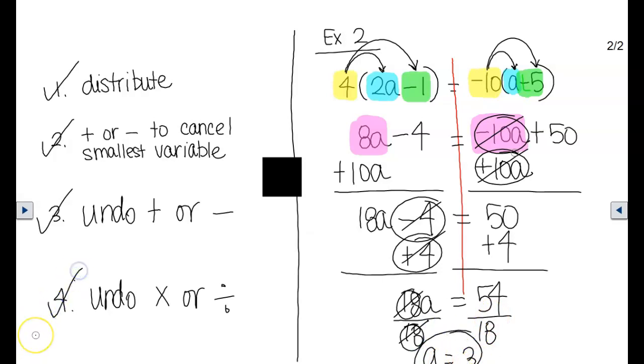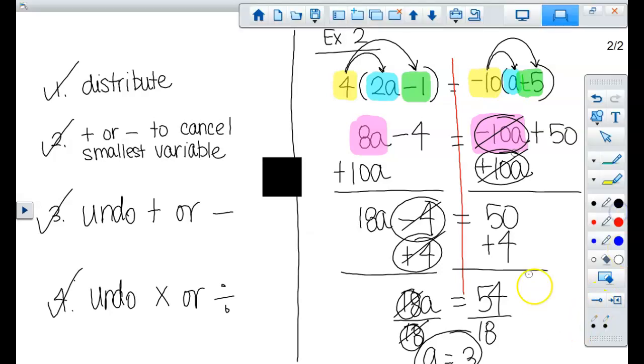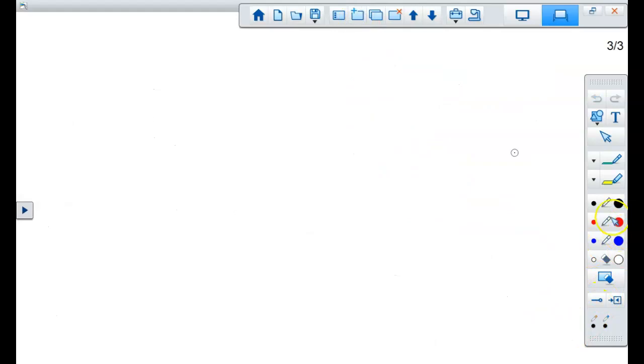1, 2, 3, 4. One step at a time. Focus on what you're doing in that step and you will be fine. You have got to watch your signs though. Positives and negatives matter, and those are the places where we'll miss these.